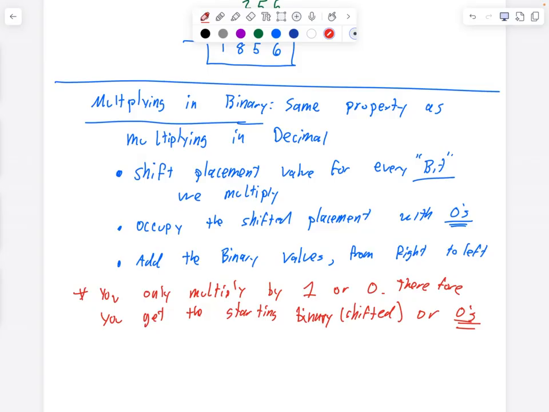Give it a little bit of time just so everybody has time to catch up on this part of the writing. So same property as multiplying in decimal. We will shift the placement value for every bit instead of decimal place that we multiply. Occupy the shifted placement with zeros. We'll then add the binary values from right to left. You only multiply by 1 or 0, therefore you get the starting binary shifted or zeros.